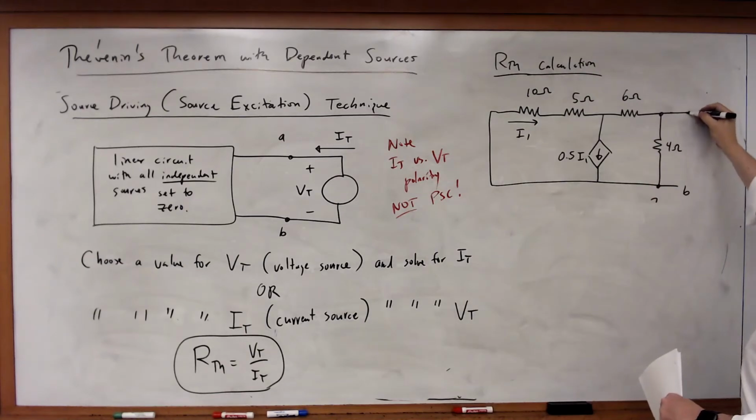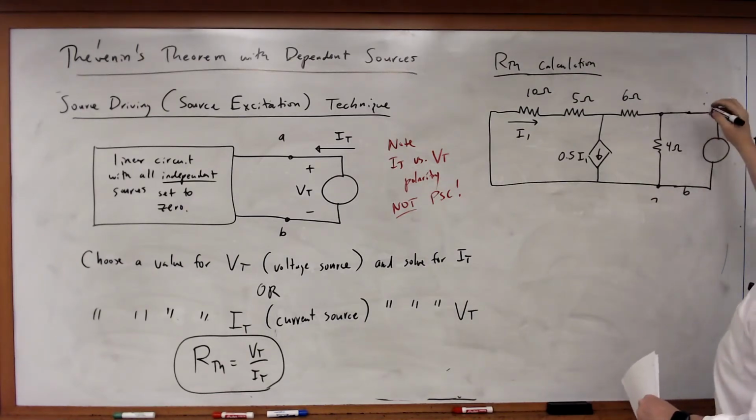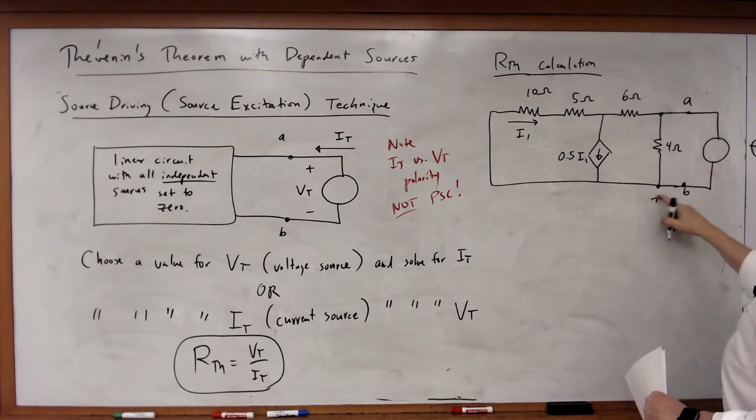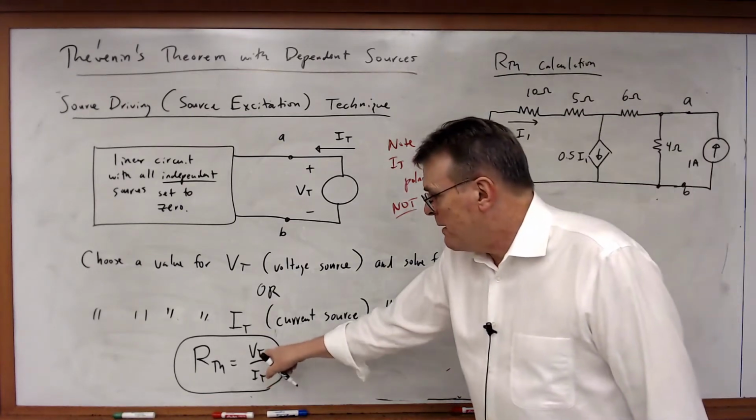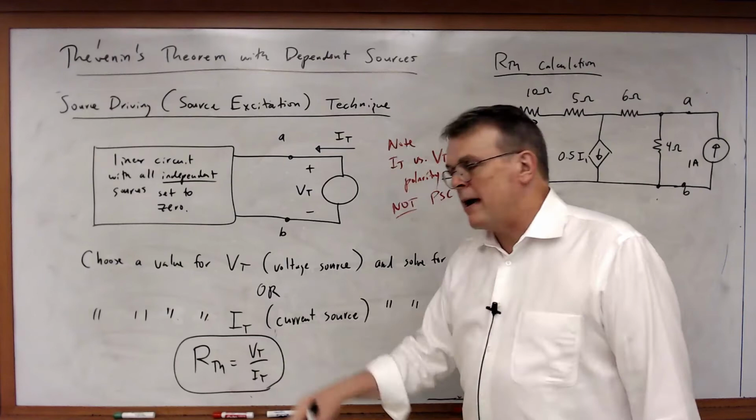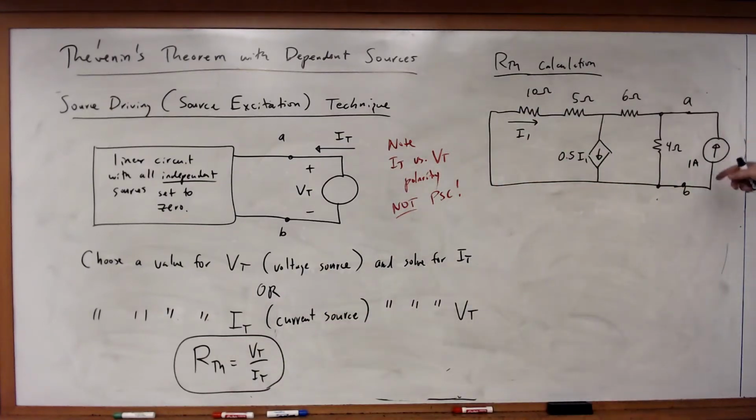I'm going to apply in this case a 1 amp source. So I'm going to choose IT. And the reason why I normally like to use a current source is that way, once you have VT, then RTH is just the magnitude of VT. It's the same value. So in this case, I've got my IT as 1 amp, which means I need to calculate VT across that source.